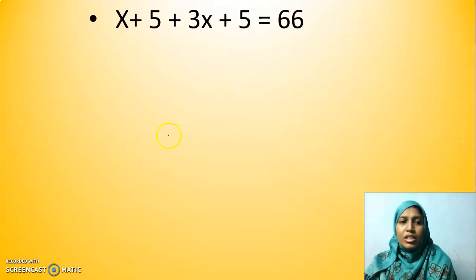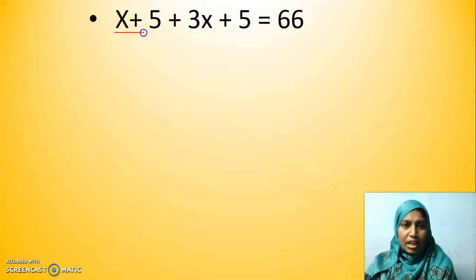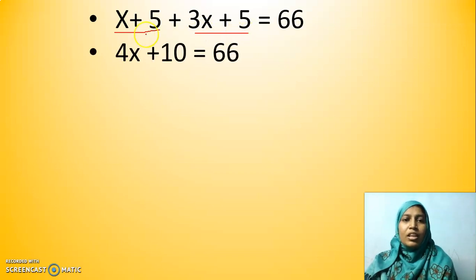Here the equation is x plus 5. This is Shalih's age after 5 years. And this is Shalih's mother's age after 5 years. Then if I add x and 3x, I get 4x. Then 5 plus 5, I get 10. This is equal to 66. The only thing is you have to combine all x and numbers separately. Don't add this 5 and 3 and write 8x. Okay, it's a very big blunder. This is a numerical value and this is along with x. This 3 means that this x is occurring 3 times.